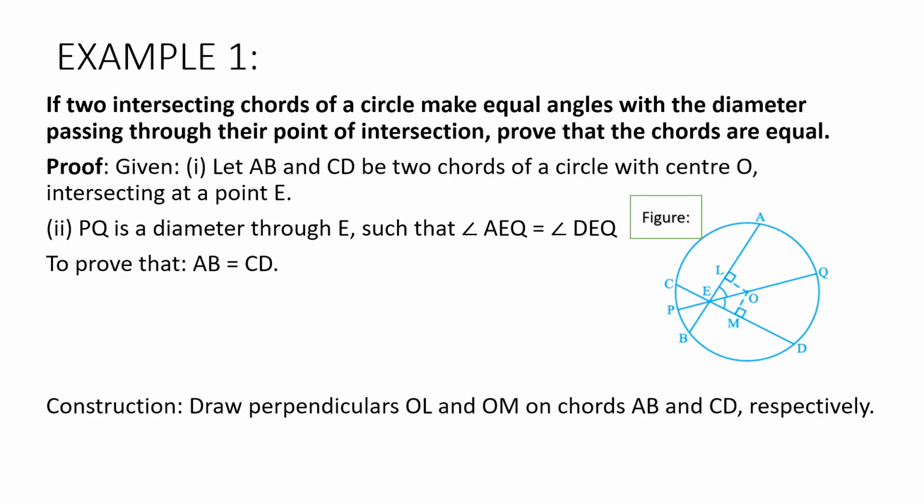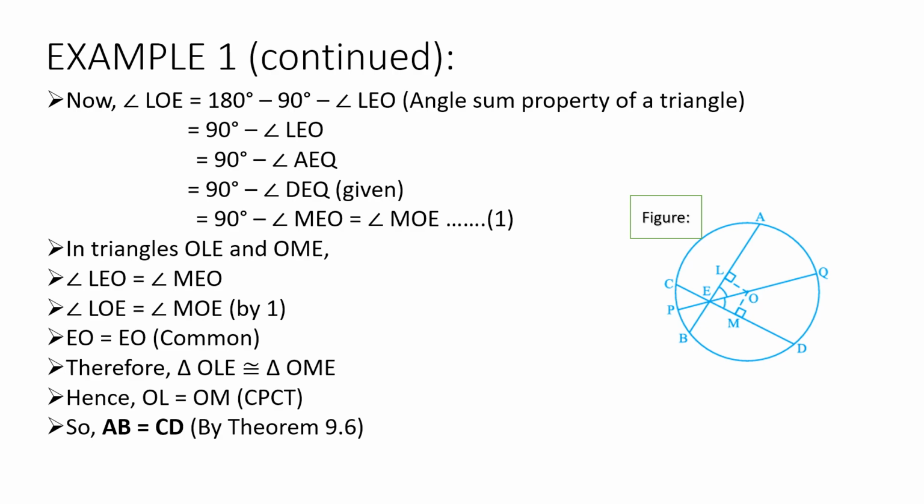So first thing is, for the construction, draw perpendiculars OL and OM on chords AB and CD respectively. We have to prove AB and CD are equal, and for that we have constructed perpendiculars OL and OM. Now consider angle LOE. By the angle sum property, the sum of the three angles of a triangle is 180 degrees.